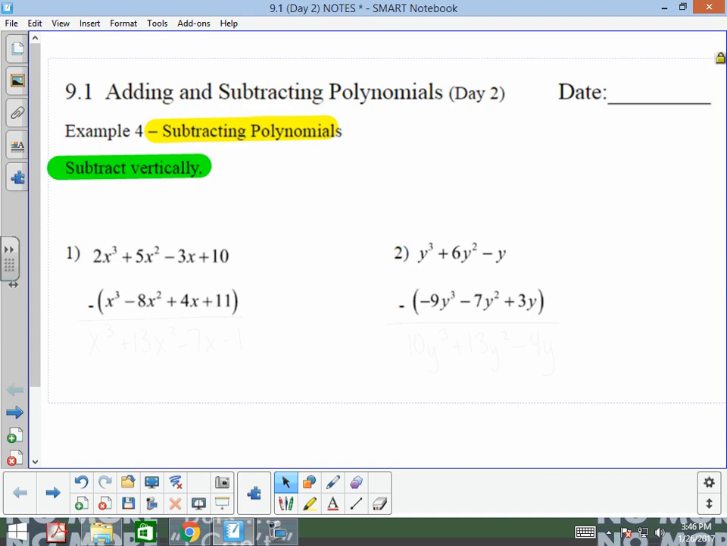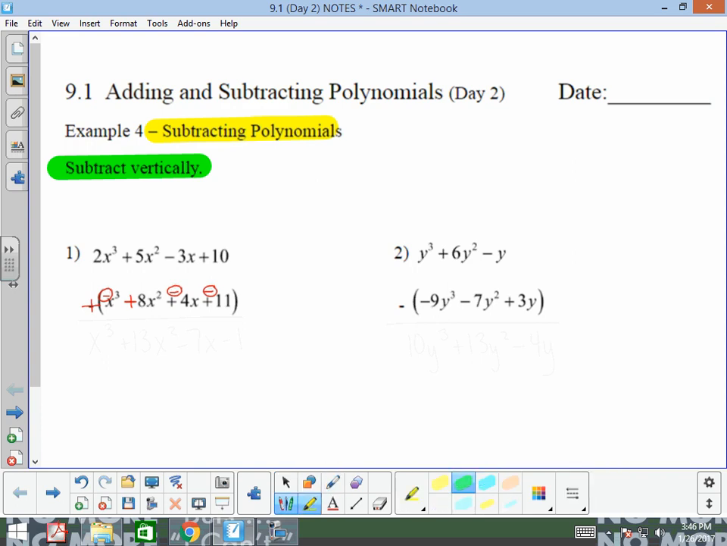So we first need to change the minus sign in front of the parentheses, the second polynomial, to a plus sign, and then change all the signs in that parentheses. So x to the third became a minus x to the third, negative 8x squared became positive 8x squared, positive 4x becomes negative 4x, and positive 11 becomes negative 11. Now we can combine like terms.